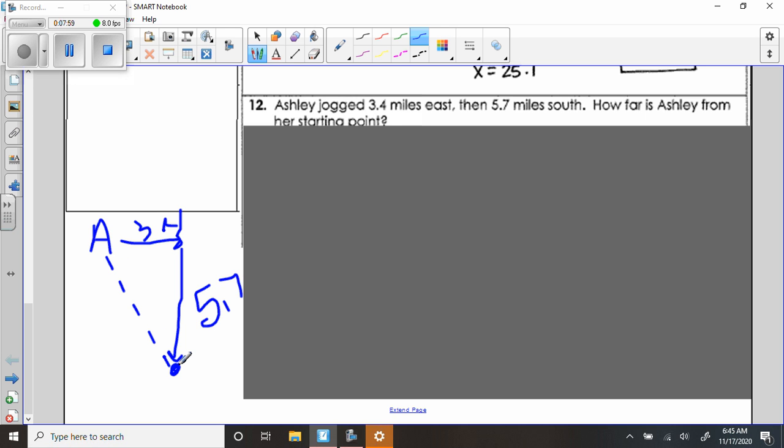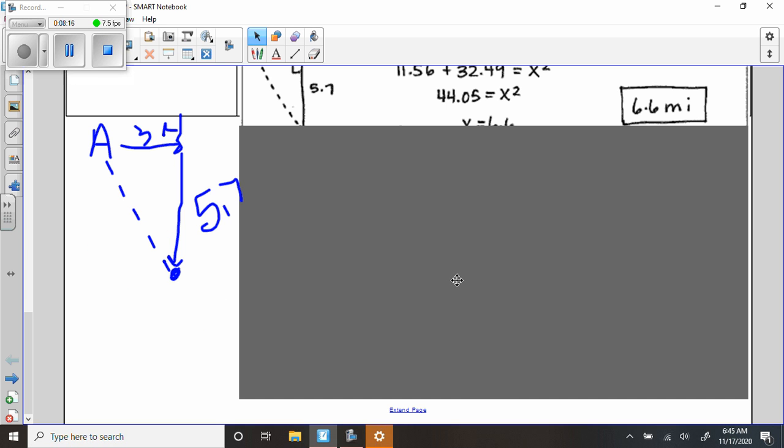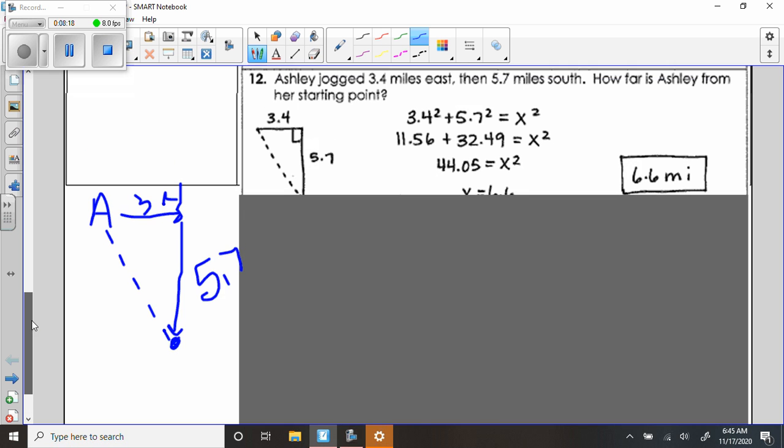It's a straight diagonal to her current location. So it's never 3.4 plus 5.7. That's how far she's gone. That's not how far away she is. So there is my math. We are finding C, because that's the diagonal.